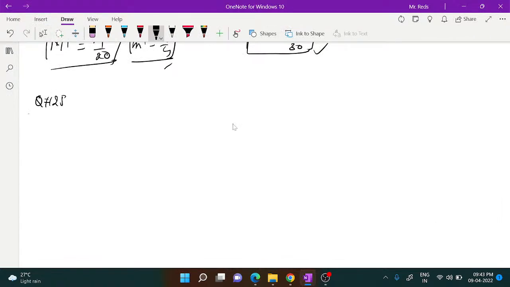Question number 25. The question is: the period of a thin magnet in a magnetic field is 2 seconds.